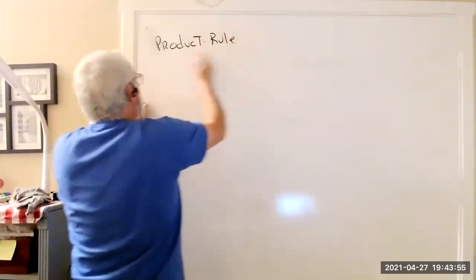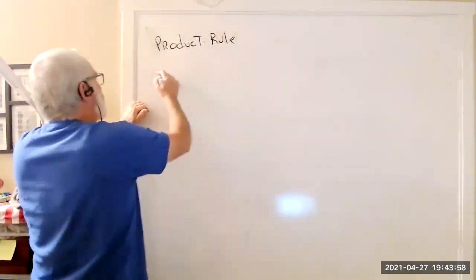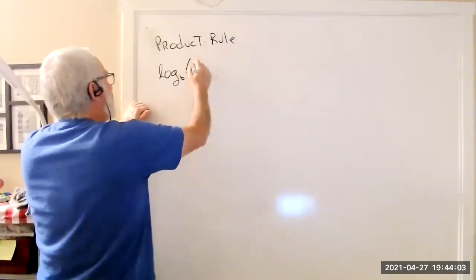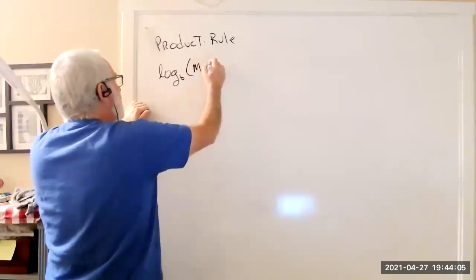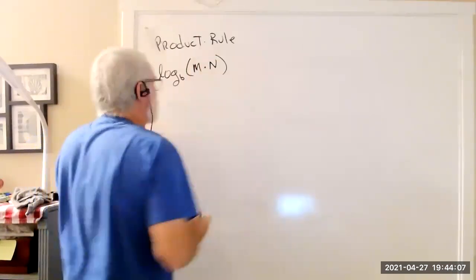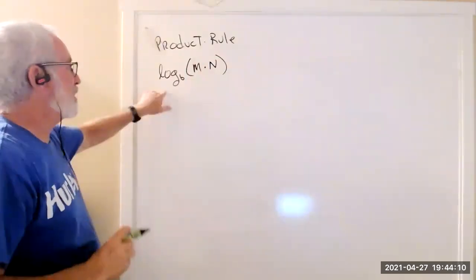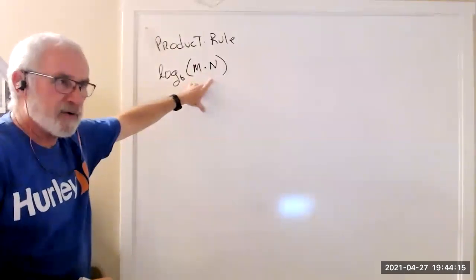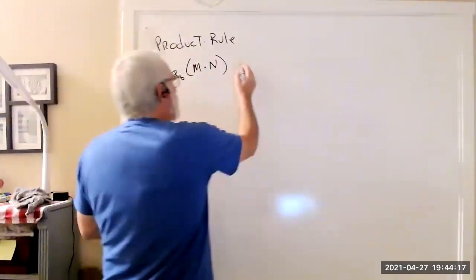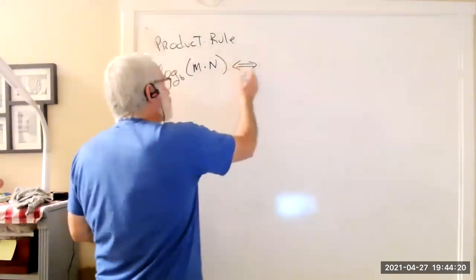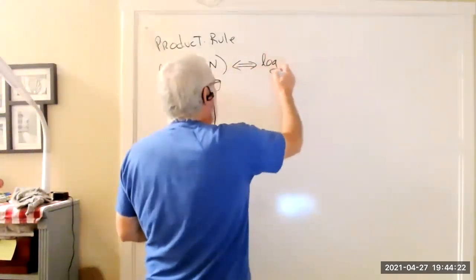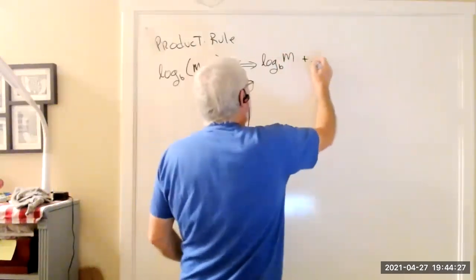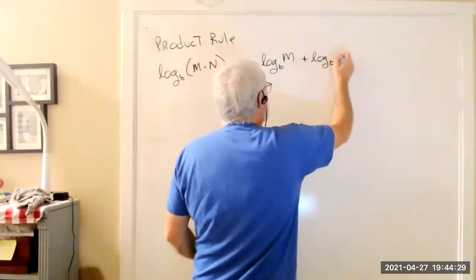Now remember, the word product means multiplication. So if you have the log base b of m times n, look at that for a second. If you take the logarithm of two numbers multiplying together, you can, if you wish, separate it into the log base b of the first number added with the log of the second number.